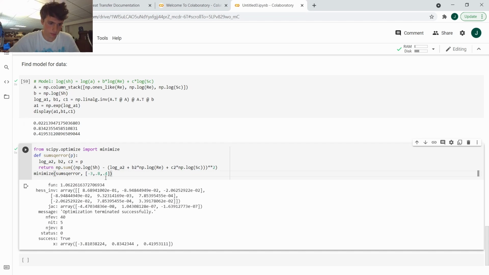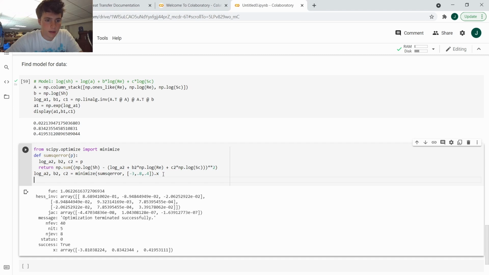Here it returns a class object that has an attribute called x, and this is our solution. We want to access that, so we can just use .x like that, and then we can access what A2, B2, and C2 are. C2 equals that. We want to see what A2 is, so we just have to exponentiate the log of A2.